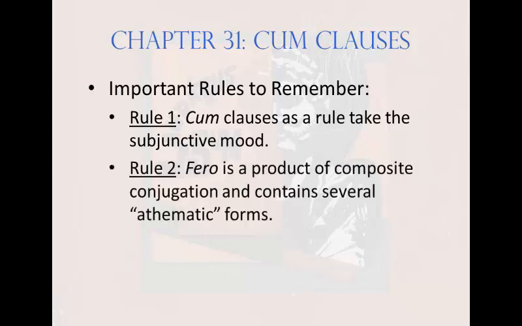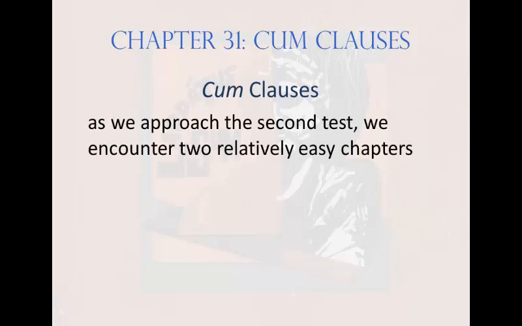Rule 2. Fero is the product of composite conjugation, which means two verbs have been mashed up into one, and contains several athematic forms. The second test in this class looms ahead, and as we approach it, Wheelock shows his generous and merciful nature by slowing down your little boats from full speed ahead to go with the flow.